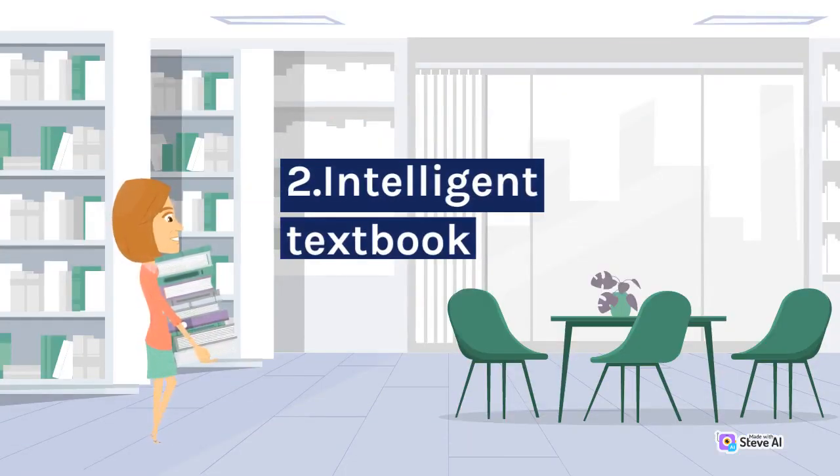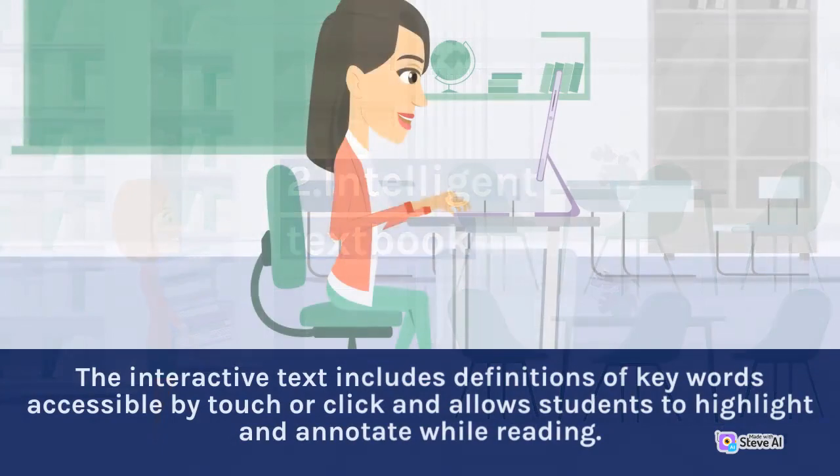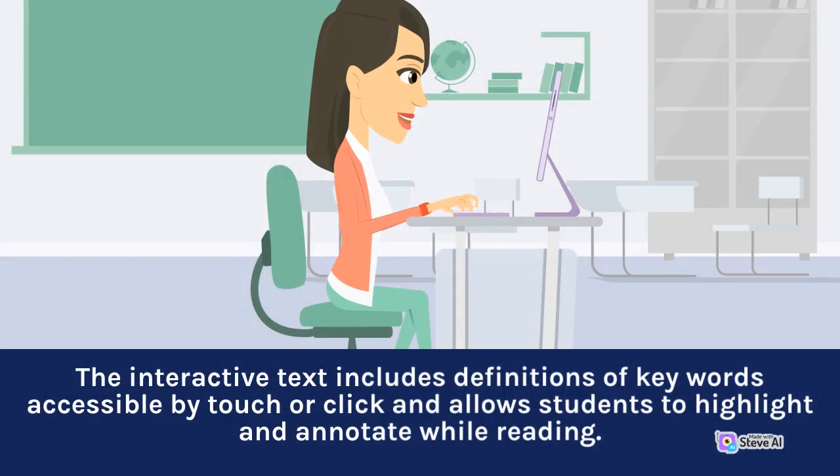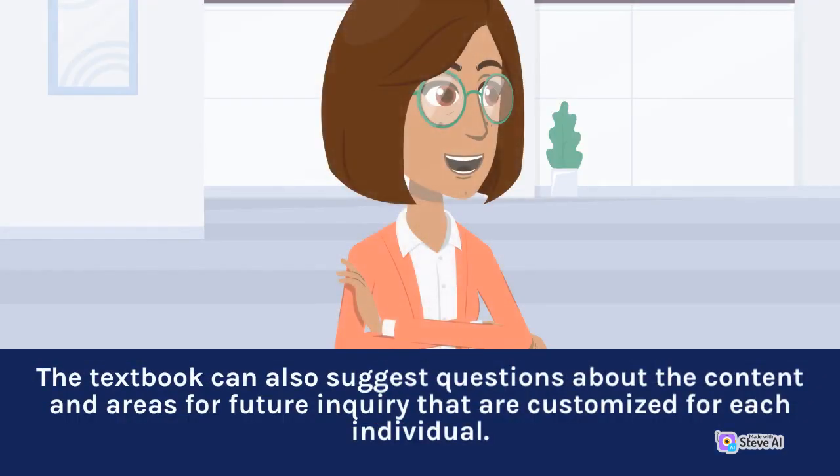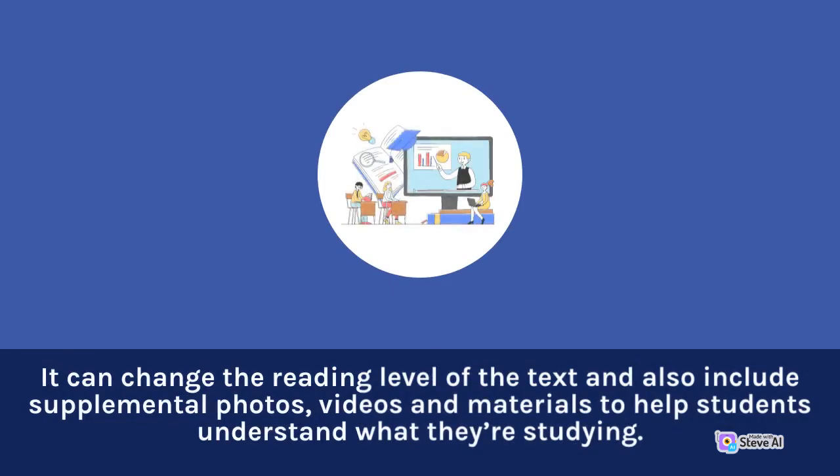2. Intelligent textbook. The interactive text includes definitions of key words accessible by touch or click and allows students to highlight and annotate while reading. The textbook can also suggest questions about the content and areas for future inquiry that are customized for each individual. It can change the reading level of the text and also include supplemental photos, videos and materials to help students understand what they're studying.